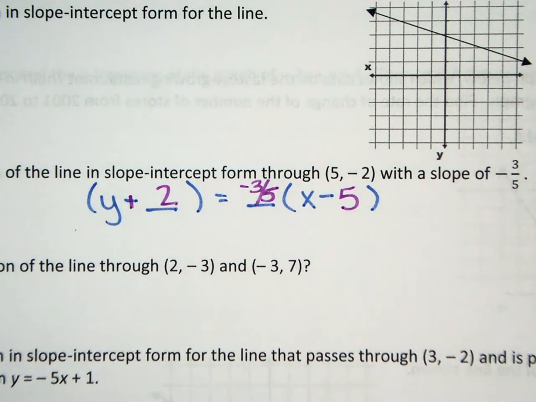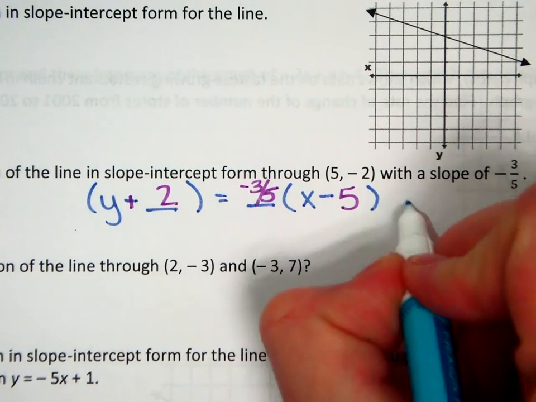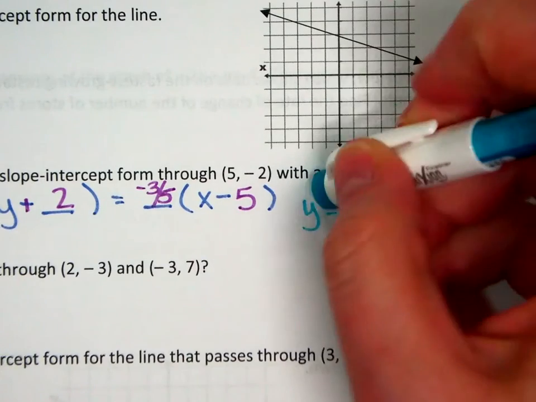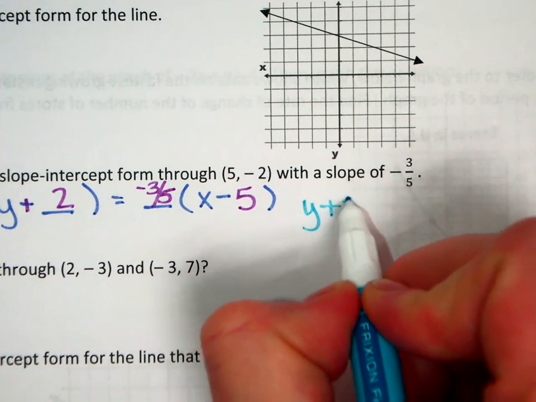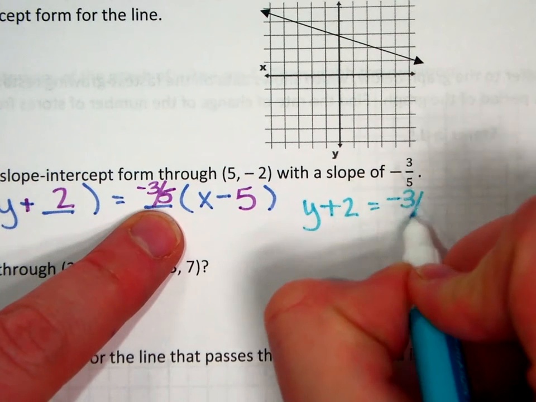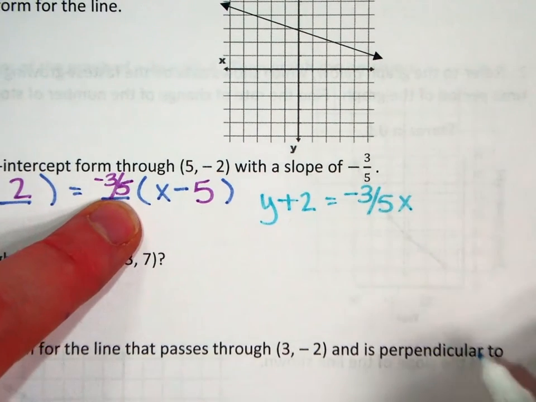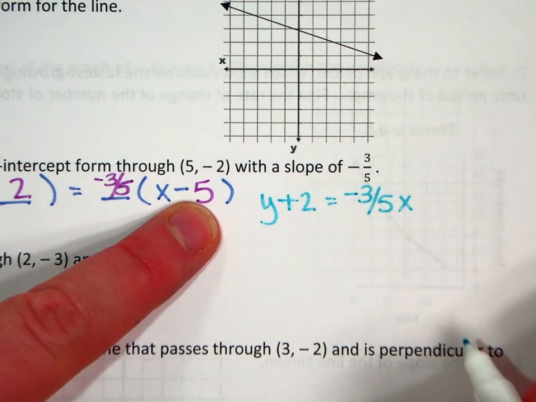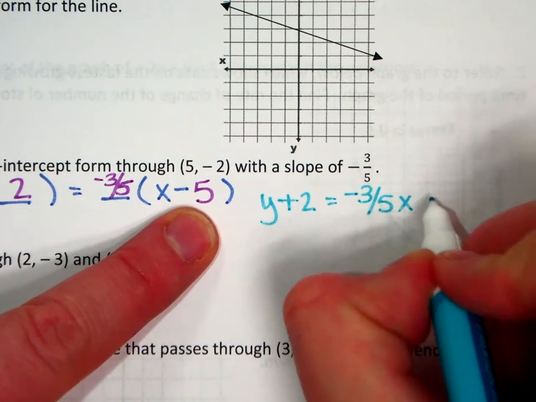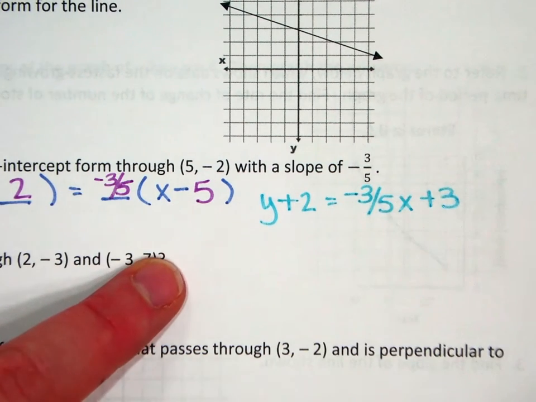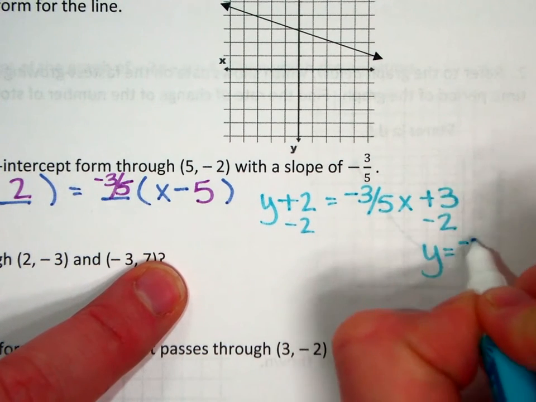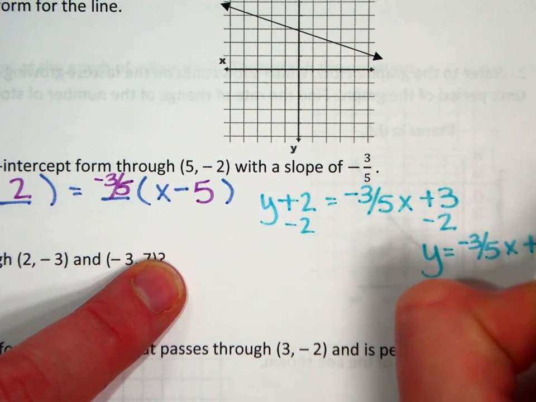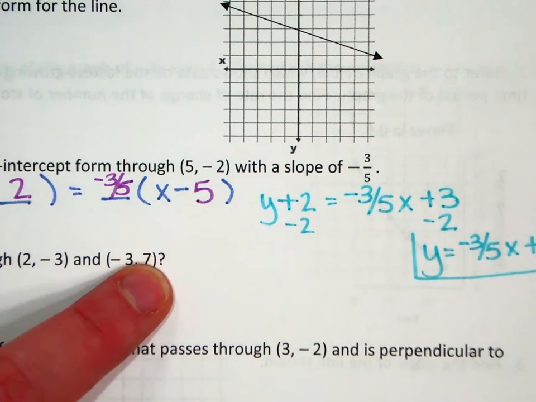So your first step is that you are going to distribute your negative 3/5 through to both parts of this parenthesis. So y plus 2 equals negative 3/5 x, and then negative 3/5 times a negative 5 is, a negative times a negative is a positive, so you have positive 15 divided by 5, which gives you a plus 3. Now in order to get y by itself, minus 2, minus 2, my answer is y equals negative 3/5 x plus 1. And that's the equation for number 2 in slope-intercept form.